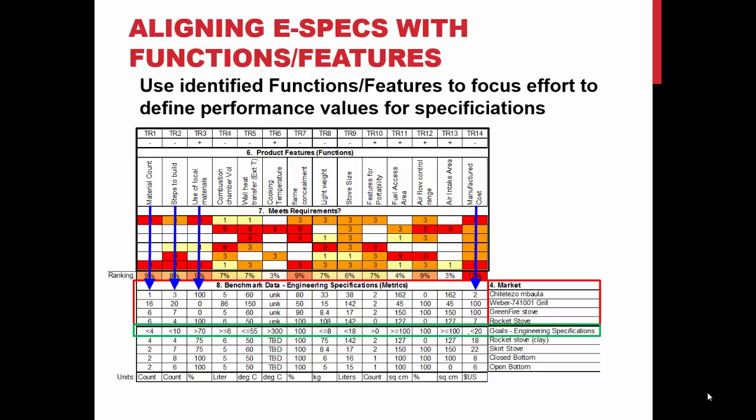Also, you notice that from all those values, we put final specifications together that we're going to hit with our final design, looking at things such as material count, specs to build, steps to build, and use of materials. We've been able to come up with some values that we believe will be competitive in the marketplace, as well as manufacturing costs and many of the other features that are here.